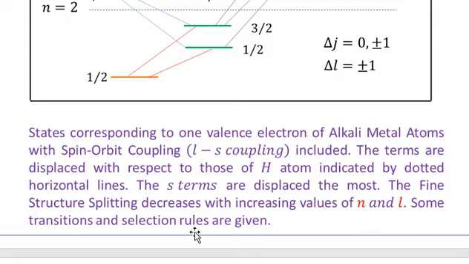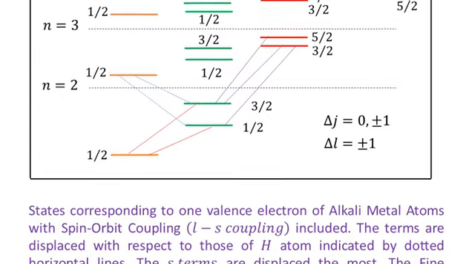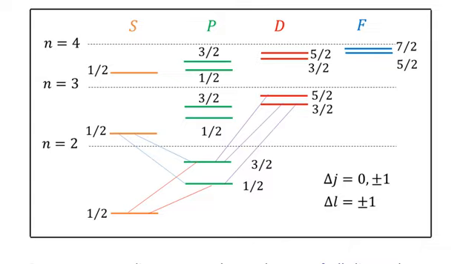Some transitions and the selection rules are given. So you see that the value of L will increase as you move towards the right side. That is, you move from S to P, from P to D, from D to F. The splitting narrows down with the increase in value of L. And if you move to higher values of N from bottom to top, you will see that the splitting will decrease.